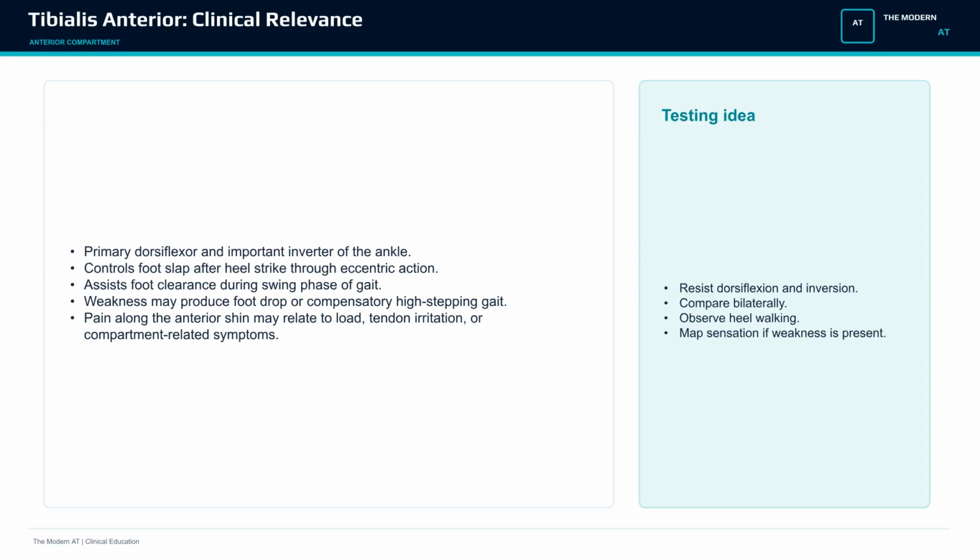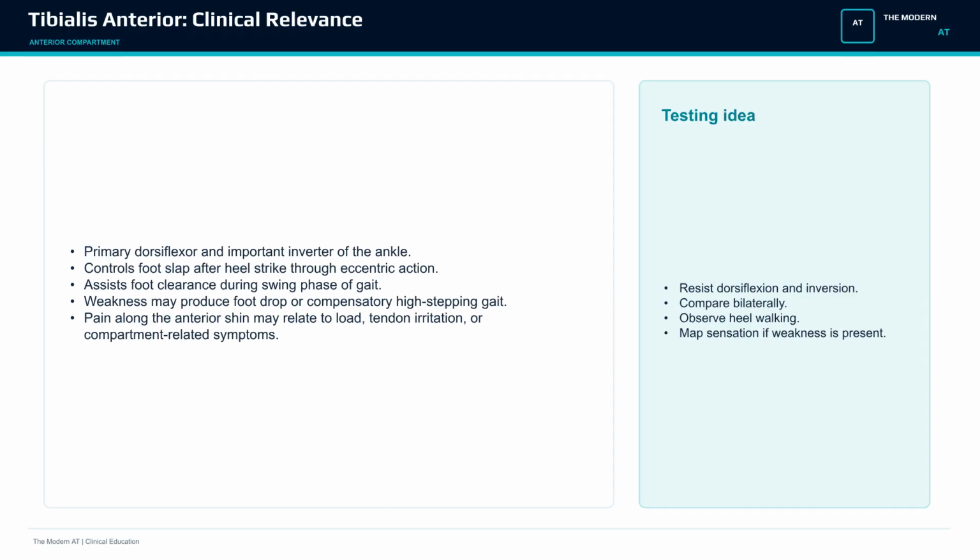During gait, it controls foot lowering after heel strike and helps lift the foot during swing phase. Weakness may create foot slap, poor toe clearance, or a high stepping gait. Pain may appear as anterior shin discomfort with walking, running, hills, or repeated dorsiflexion demand. Clinically, test tibialis anterior by resisting dorsiflexion and inversion. Compare both sides, observe heel walking, and watch gait quality.